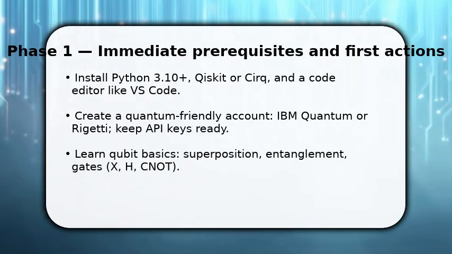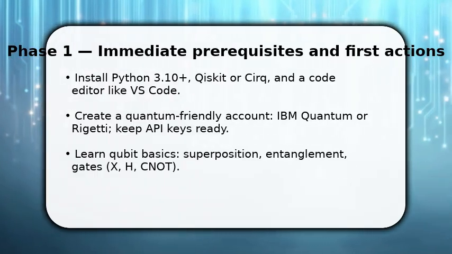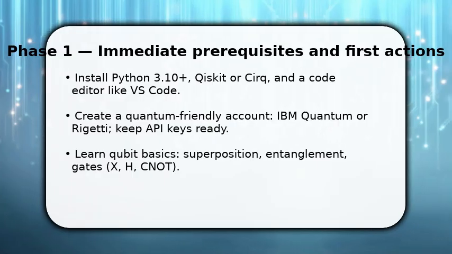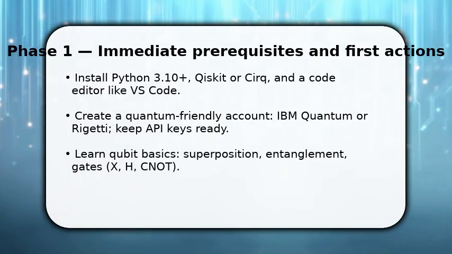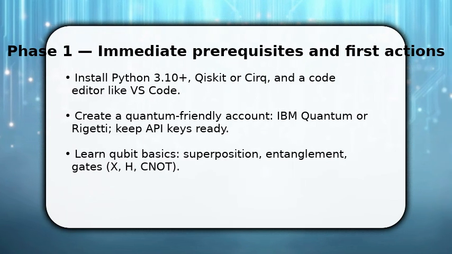You should also review qubit primitives, superposition and entanglement, and common gates like X, H, and CX so you understand why circuits behave the way they do.